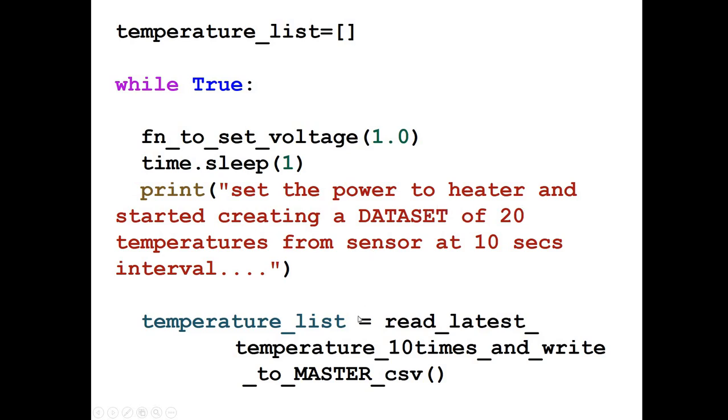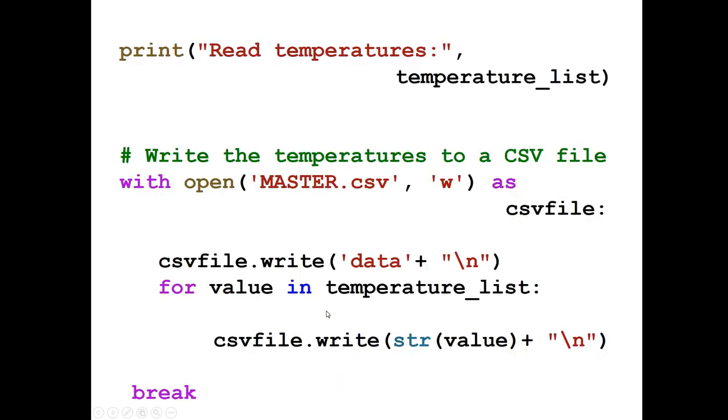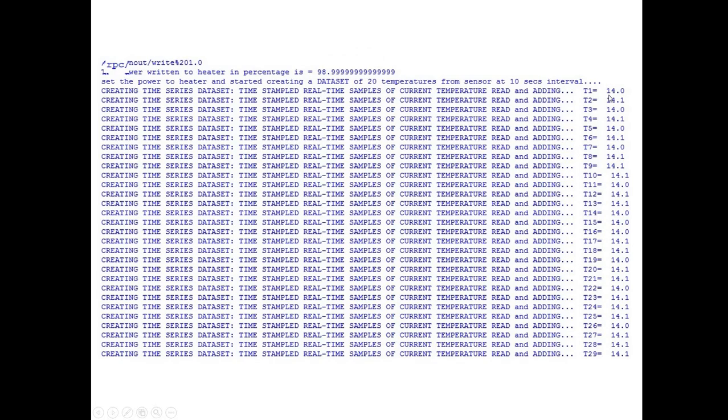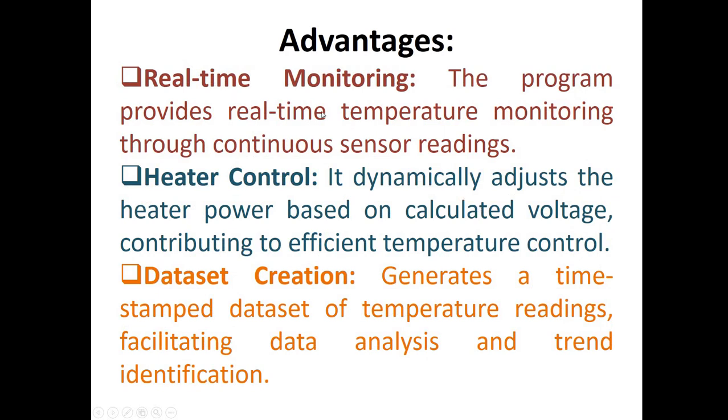It's saying now I have to call a function called read latest temperature 10 times and write to master.csv. So it will go on storing the values of temperature continuously and write into an array, and whatever temperature you are getting through this blue device is also printed onto the screen, and you can write into a CSV file using a single command. As the temperature increases, you will see the reading every second coming on the screen before it is written into a file.